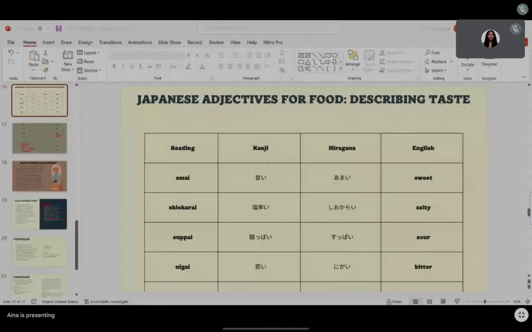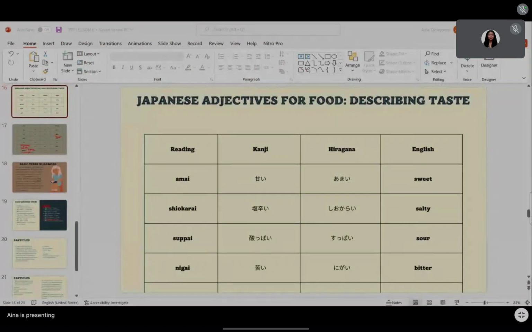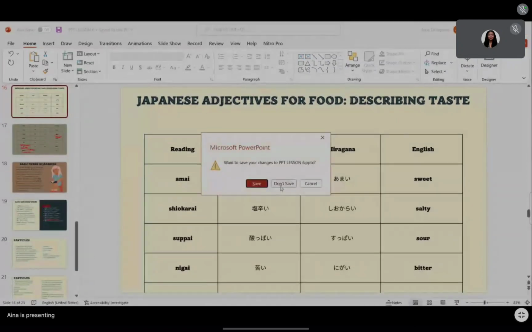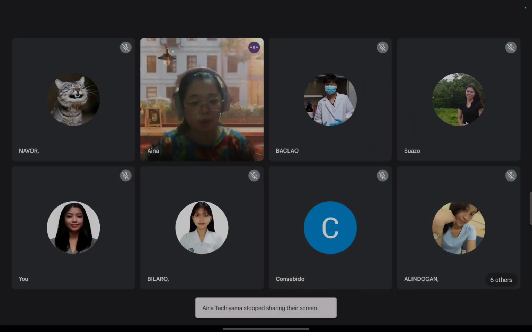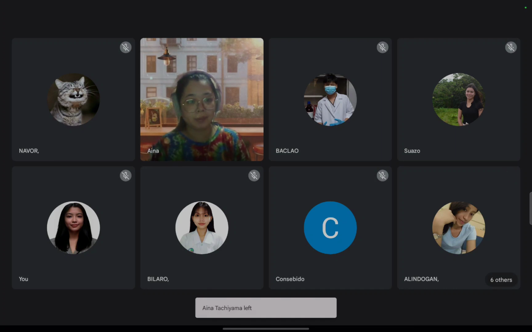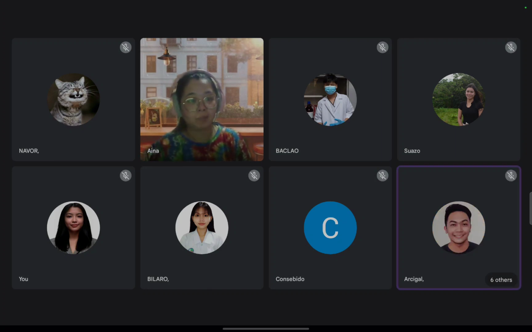Okay, so as I call your name, please say hi, okay? Sorry talaga guys, na-mute ko pala, naangat ko pala siya. Okay. So today is October 14. Alindogan San? Hi. RC Garisan? Hi. Bacalao San?